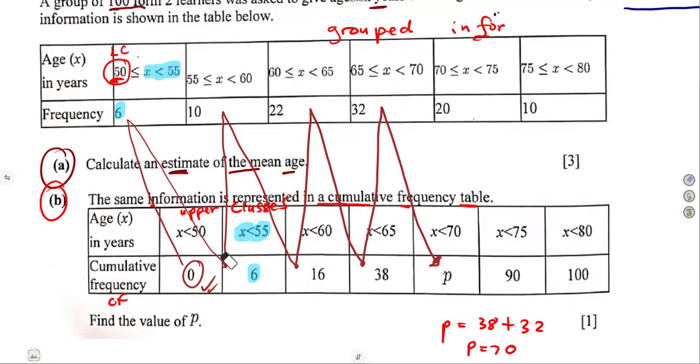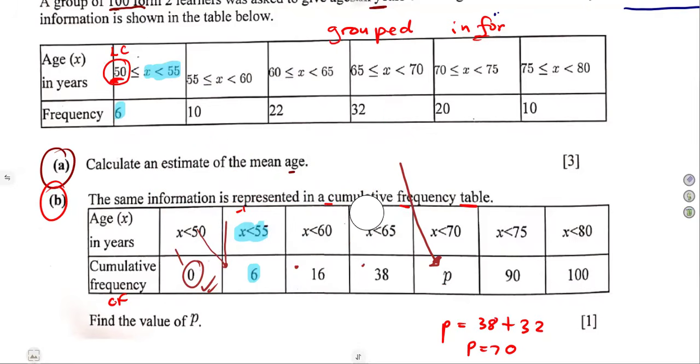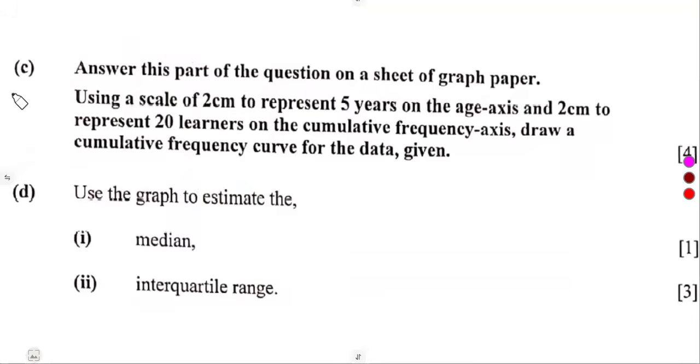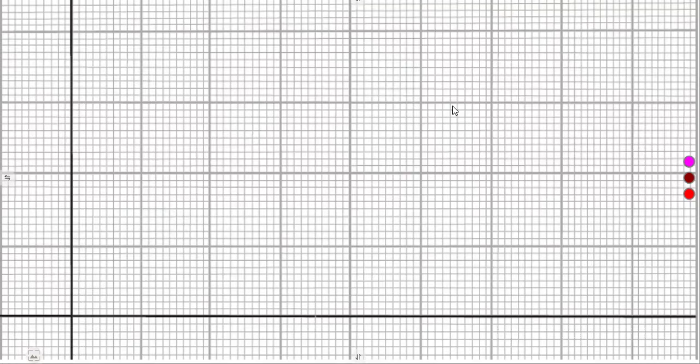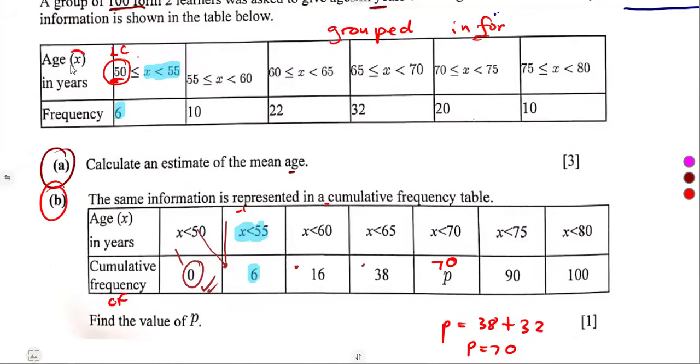So we have the value of P. That was just like that, guys. We have got our value of P here, just for the sake of revision. Let us write 70 here. All right, so from this information, we were further given this part of the question: on a sheet of graph paper, using a scale of 2 centimeters to represent 5 years on the age axis. On the age axis, what is representing the age X values? The age X values.